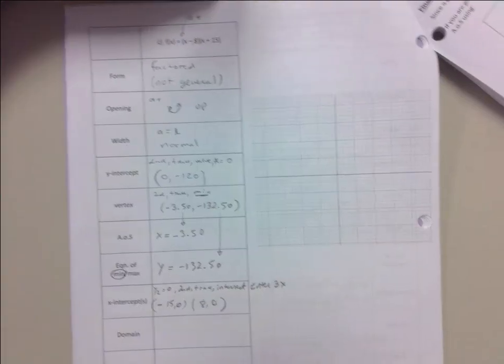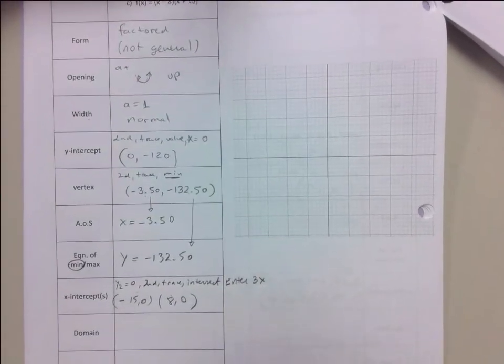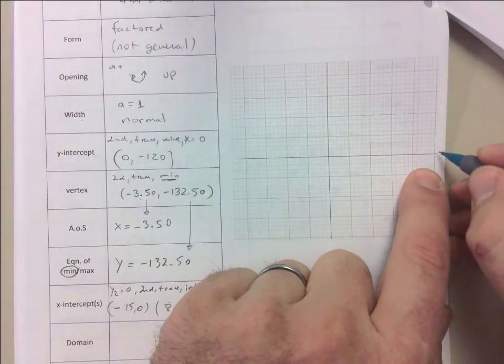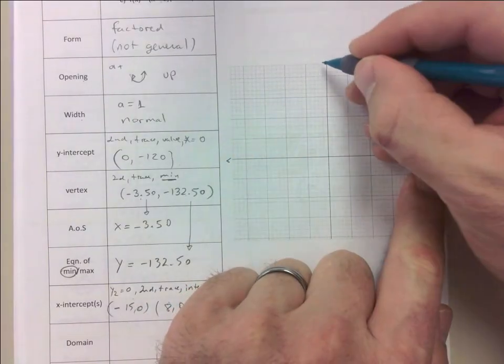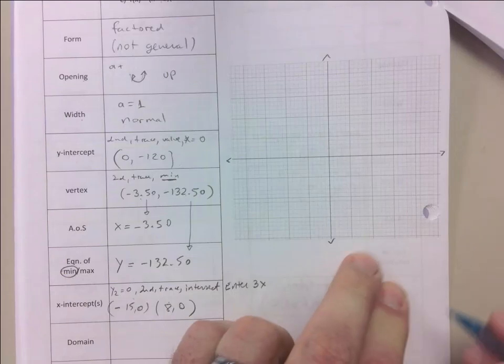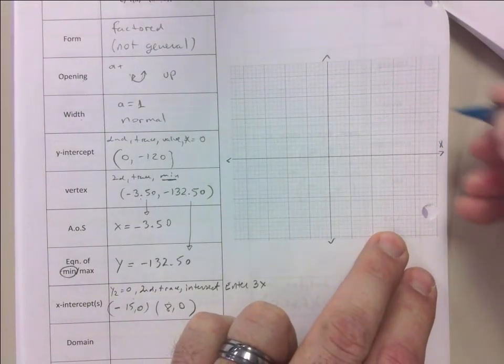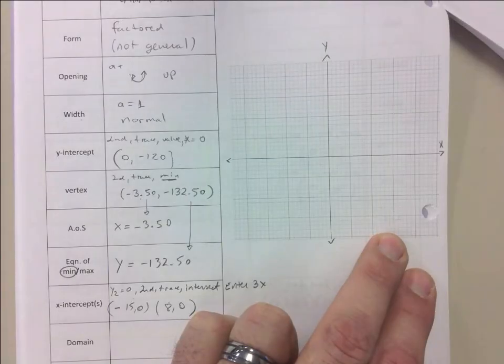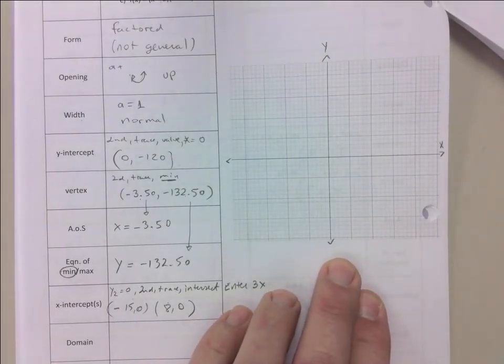Now let's graph. Sketch it. So if you want full marks, make sure there are arrowheads on your axes. And for now, it's just x and y. Okay, just x and y.